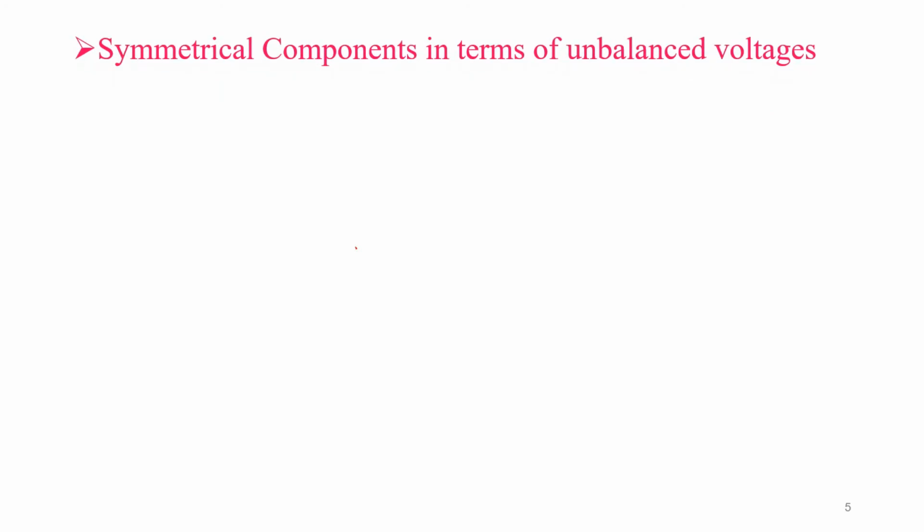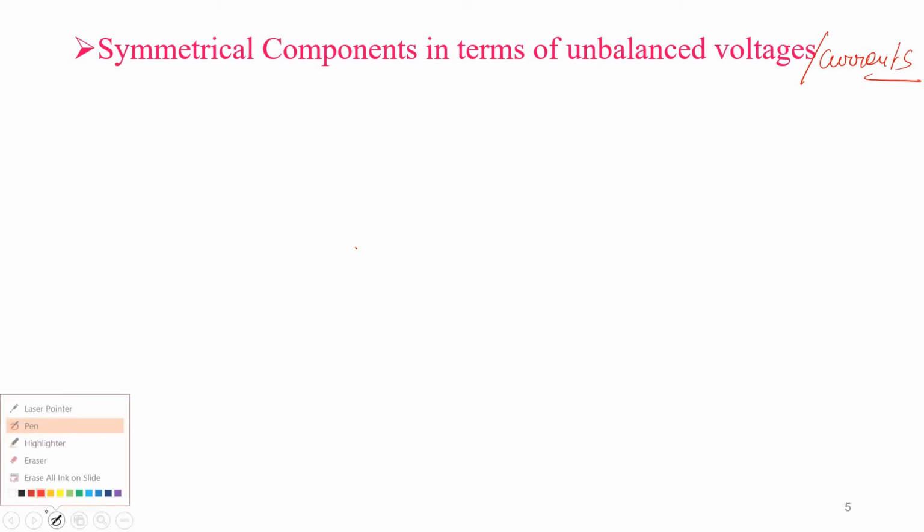Symmetrical components in terms of unbalanced voltages. It's not only voltages, we are representing the unbalanced voltages as well as currents. So what is the difference? There won't be any difference. If you replace the voltage by current, you will get the current equations.